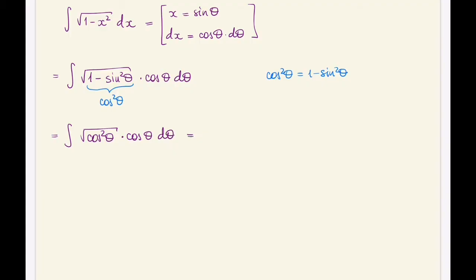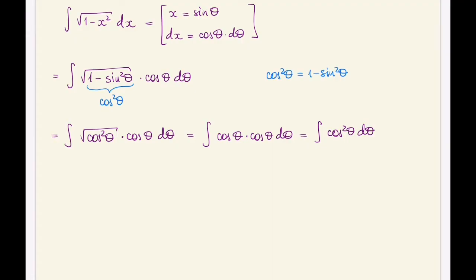Well, now I can see exactly why this was a useful substitution, because I end up with a perfect square under the square root, which means that I can cancel it all out, and in my next step, I simply have cosine theta that results from this square root of cosine squared theta. And then I inherit the second cosine theta d theta. So my resulting integral is actually cosine squared theta d theta.